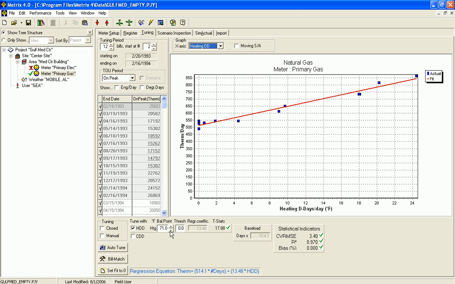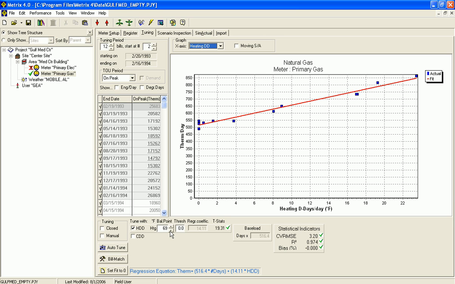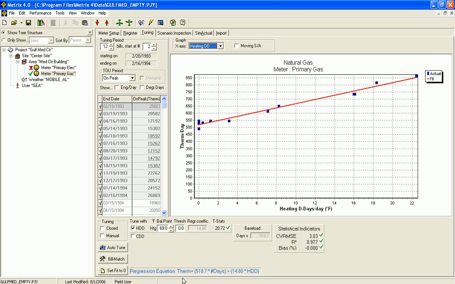Notice as I change the balance point down to 67 degrees, our regression equation as well as our statistical indicators change. The most important of our statistical indicators is our r-squared value. The r-squared value represents how well our fit line matches our bill data, and we want our r-squared value to be as close to 1 as possible.